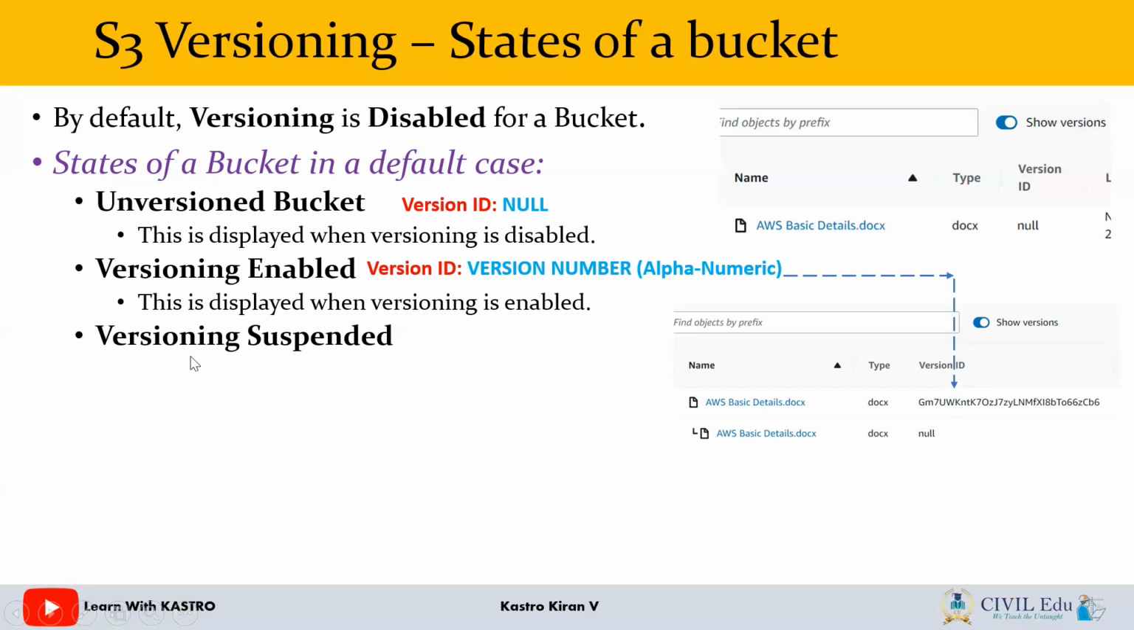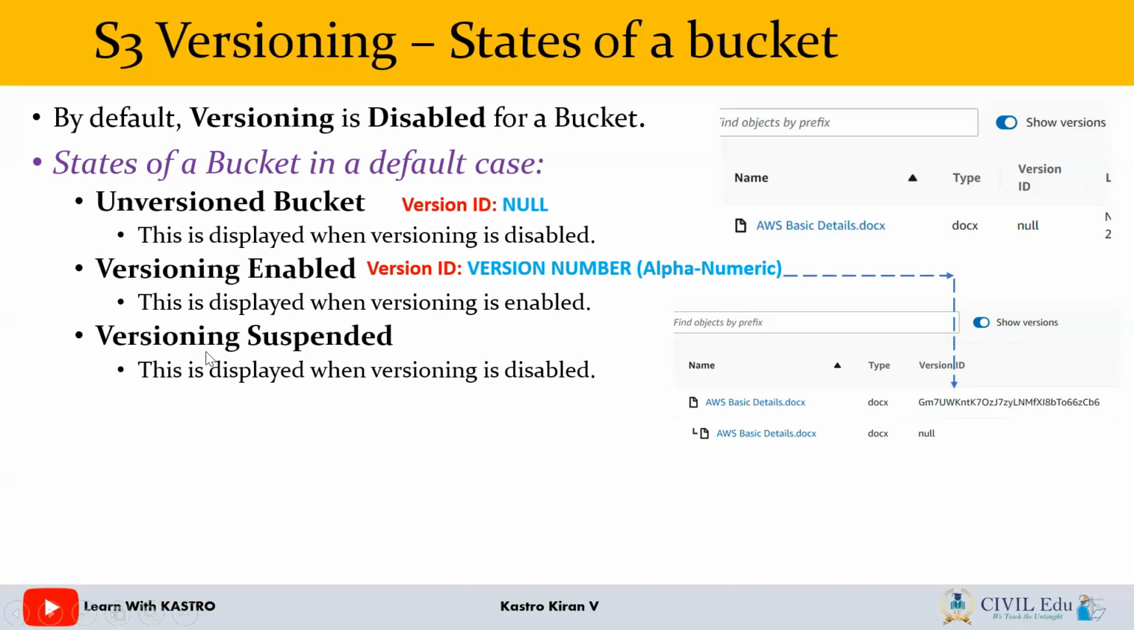Now, the last state of a bucket is versioning suspended. This is displayed when you disable versioning for the bucket. So these are the three different states of a bucket: unversioned, versioning enabled, and versioning suspended. Unversioned buckets are the buckets for which versioning is disabled. When you enable versioning for a bucket, all such buckets are called versioning enabled buckets. And remember, whenever we upload any object into a versioning enabled bucket, all the objects will contain a version ID.